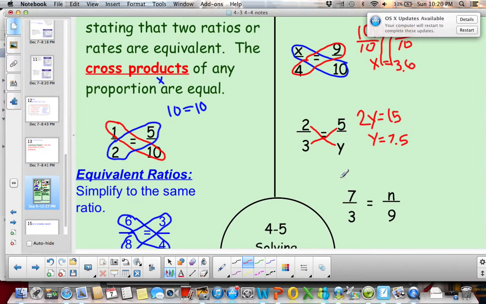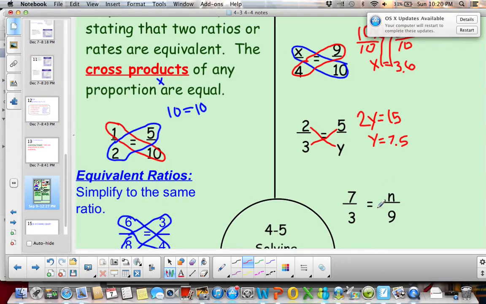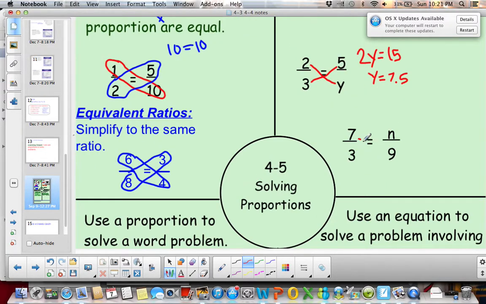Pause me and do this problem on your own really fast. So your cross products are 7 and 9 and 3 and n. So we have 7 times 9 equals 63. 3n would just be 3n.